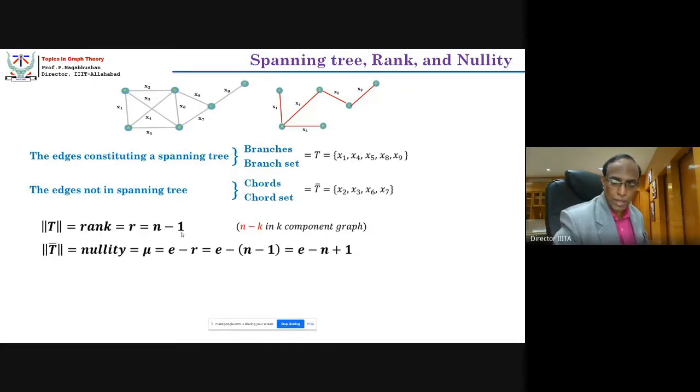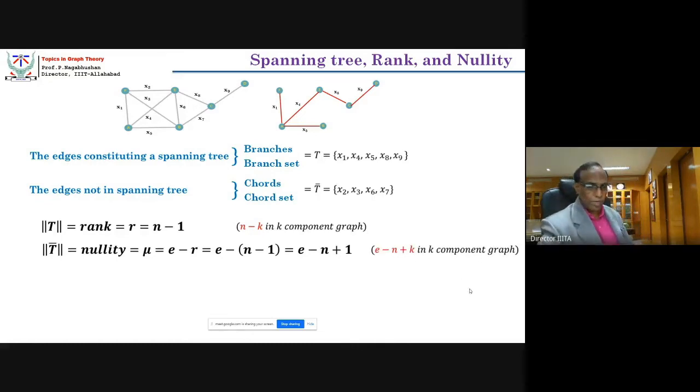So rank is n minus 1. What is nullity? Total number of edges minus the edges present in the branch set. So total number E minus rank, E minus (n minus 1), E minus n plus 1. If it is a k component graph, rank is n minus k, and nullity is E minus n plus k in a k component graph. Okay, so rank and nullity, these two are very important, and this nullity is called a cyclomatic number. I shall just tell you why it is a cyclomatic number. Anyhow, before telling you, I shall give you the hint.